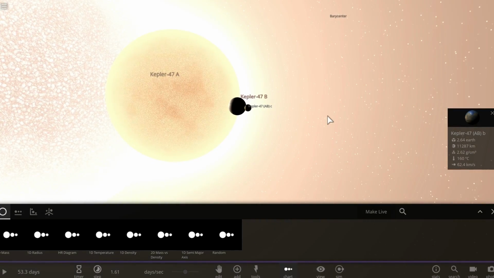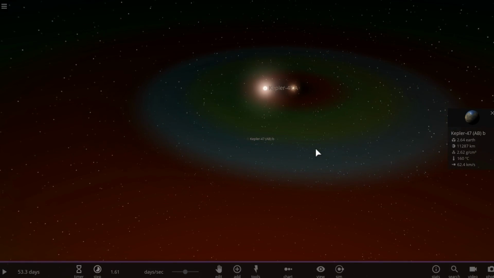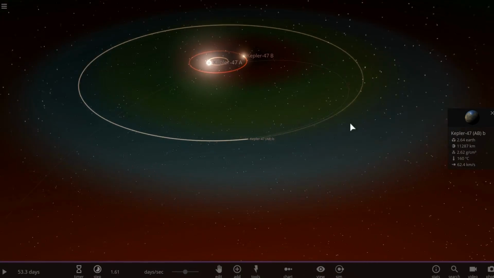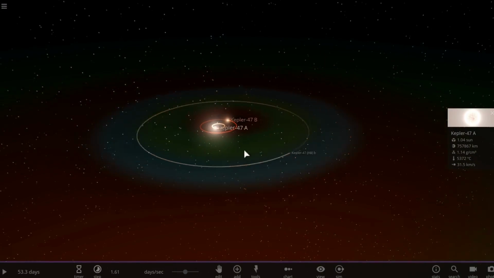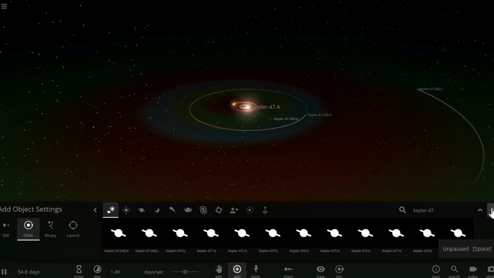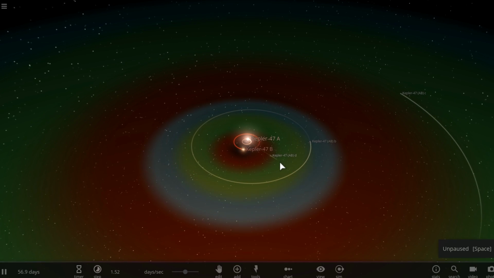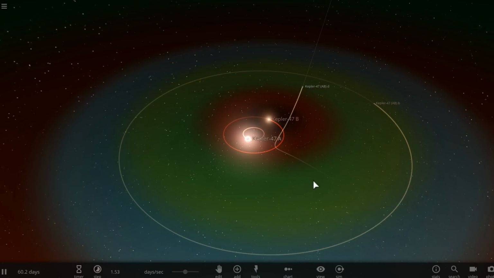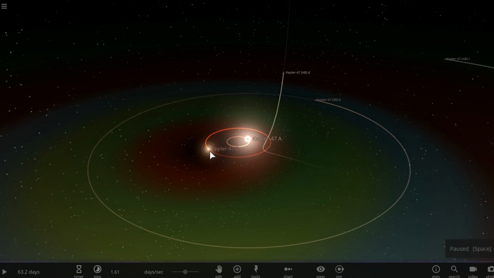This is a pretty interesting system to explore, although I do believe there is actually a third planet in this system as well, although for some reason it's actually absent from this simulation. So we might as well just add it manually, which will also kind of show you, hopefully, how unstable the system might actually become with time.